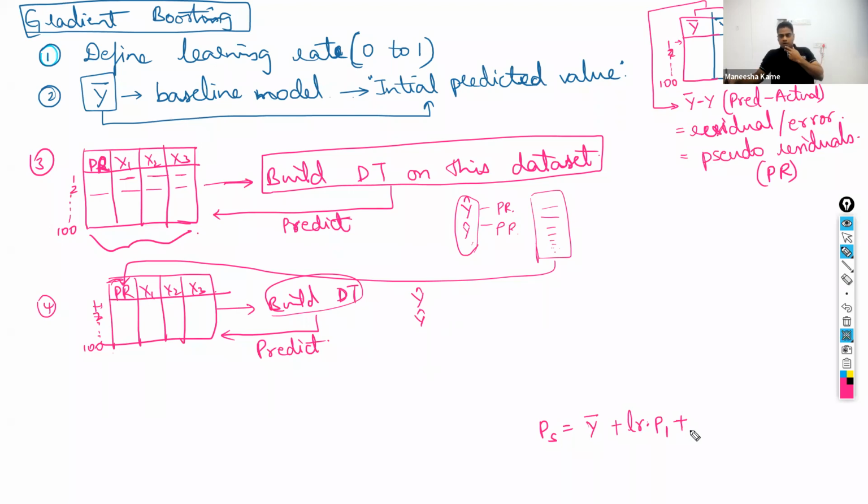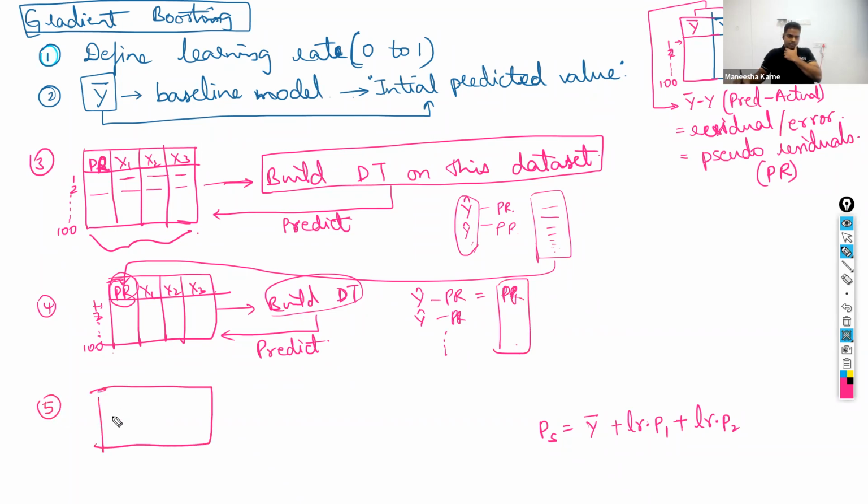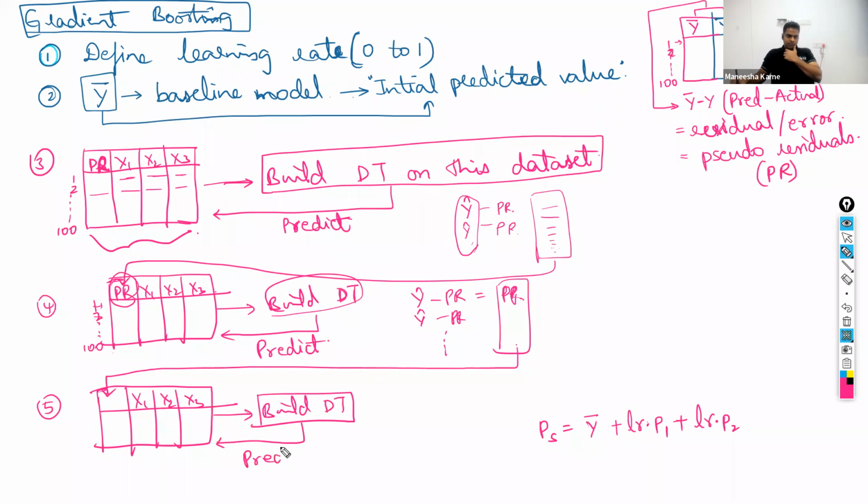Take each of these predicted values and multiply it with the learning rate. So P2 means all the predicted values of iteration 2. Then subtract these from the actual values. When you do that, what do you get? Again, residuals, pseudo residuals or errors. Take these pseudo residuals and make them once again the output variable, and take your input variables from the original data set. Again, build your decision tree. And once you build your decision tree, predict on the data set, and then you get the predicted values for all these 100 observations.